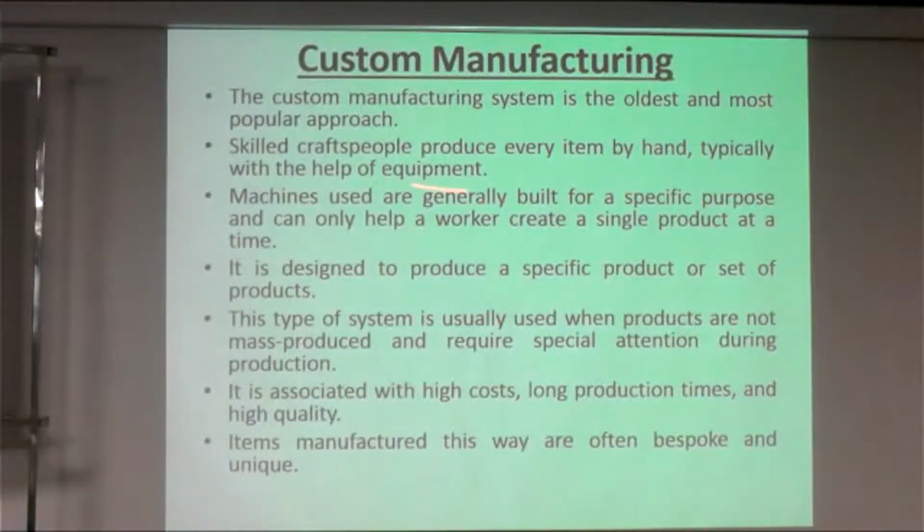System is the oldest and most popular approach. Skilled craftspeople produce every item by hand, typically with the help of equipment. Machines used are generally built for a specific purpose and can only help a worker create a single product at a time. It is designed to produce a specific product or a set of products. Like, earlier days, there was no such design or drawing available, like plow or bullock cart.